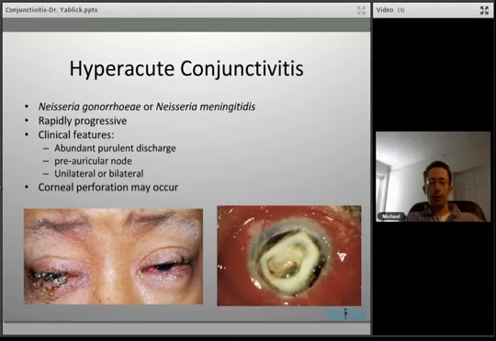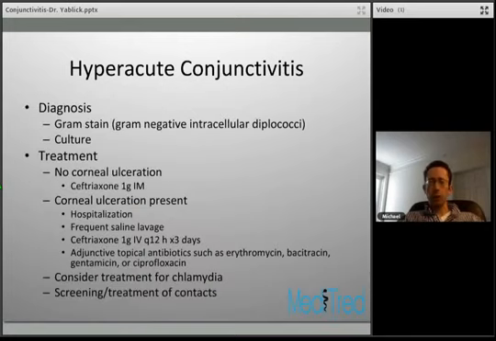Treatment of hyperacute conjunctivitis basically will depend on if there is corneal ulceration or if there is not. If there is not, then you can just use a single 1 gram intramuscular injection of ceftriaxone. If you do have corneal ulceration, then that actually requires hospitalization, frequent saline lavage, and this basically is every 30 minutes or so you're flushing out the eye to try and get rid of the organisms, the inflammatory cells, and this is going to help prevent corneal perforation.